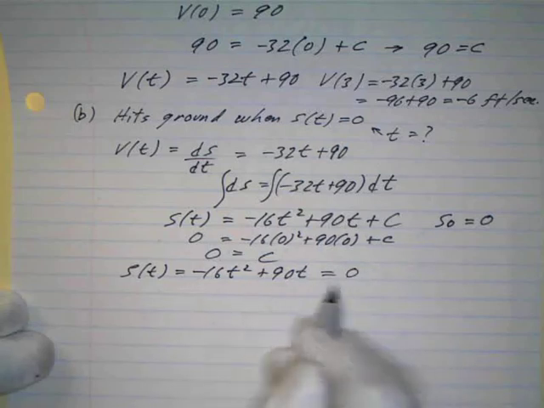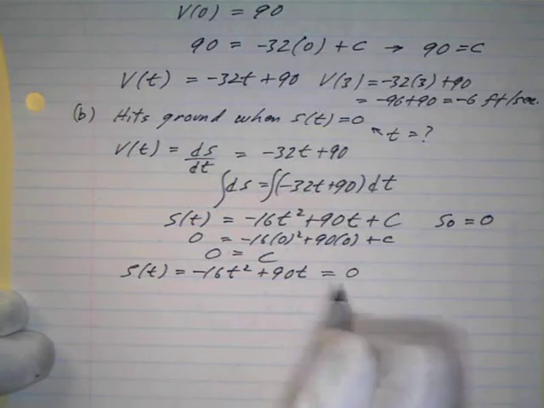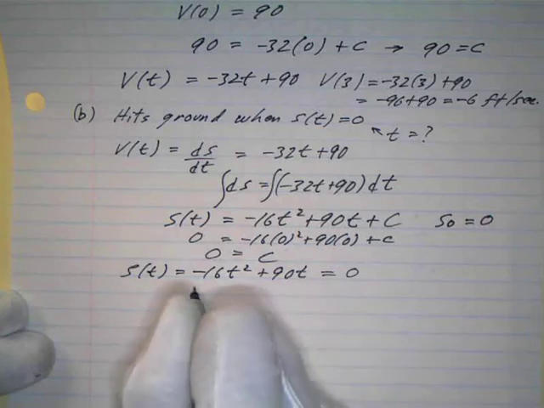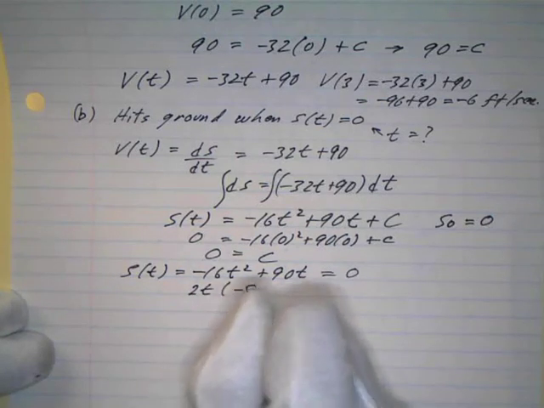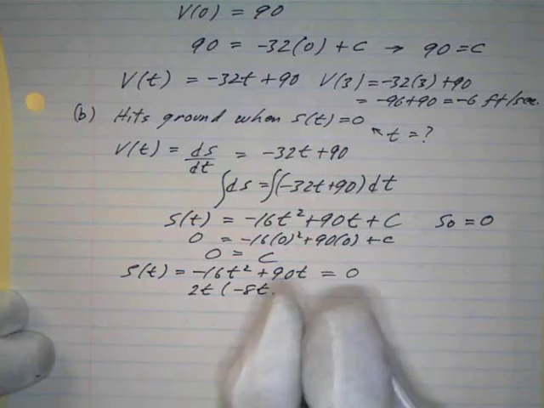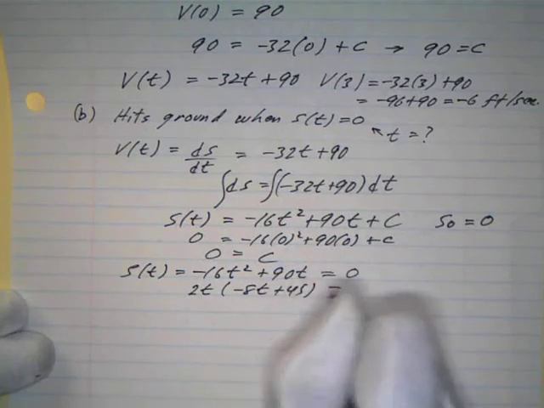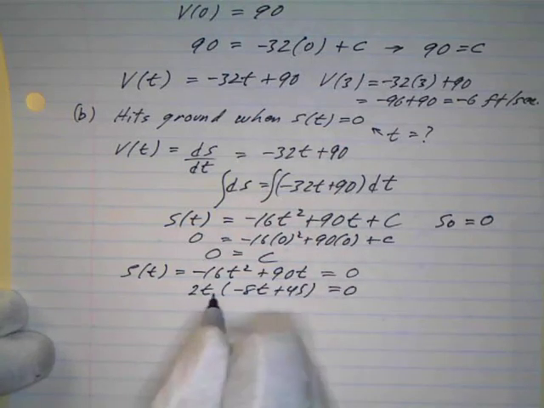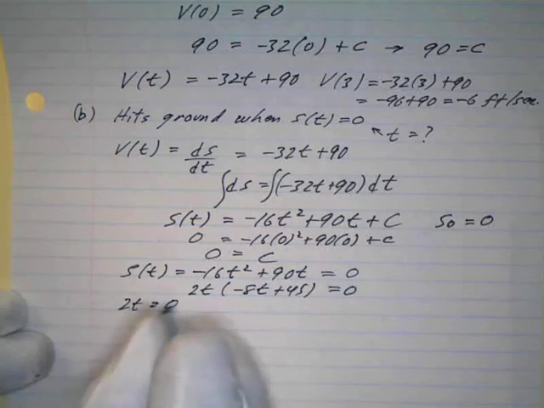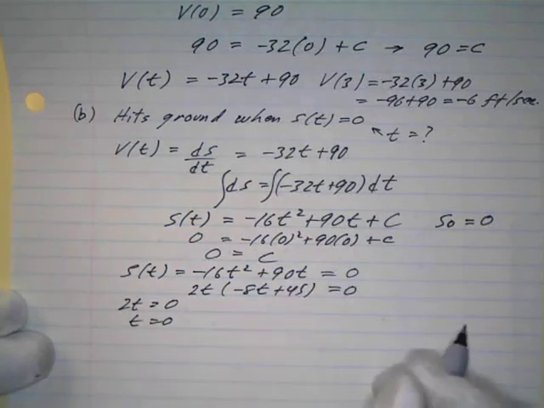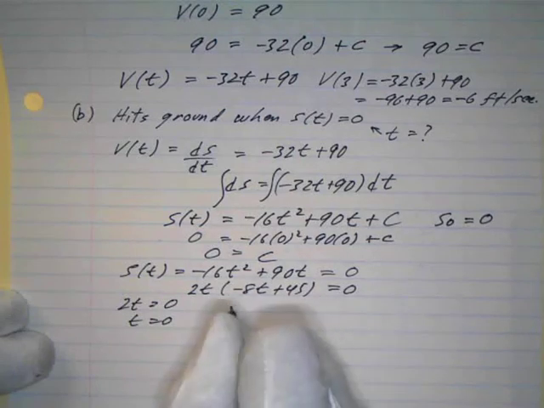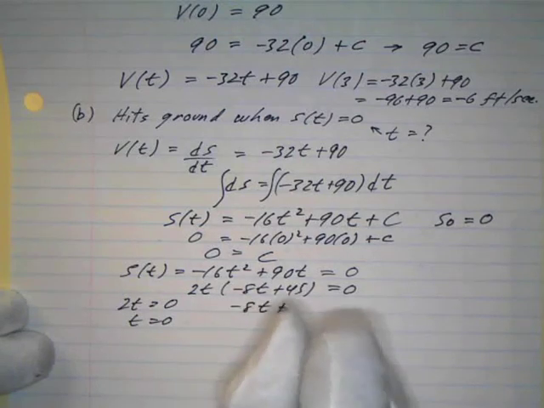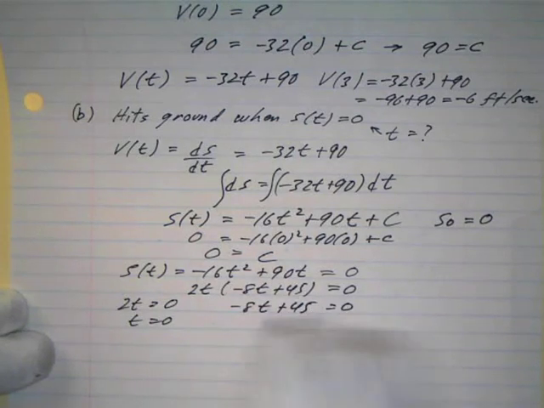That's easy enough. We can factor out 2t, and we'll end up with 2t times negative 8t plus 45 equals 0. So either 2t equals 0, and that's t equals 0. That's my initial time, because I started at the ground. And then we have this other possibility, negative 8t plus 45 equals 0.